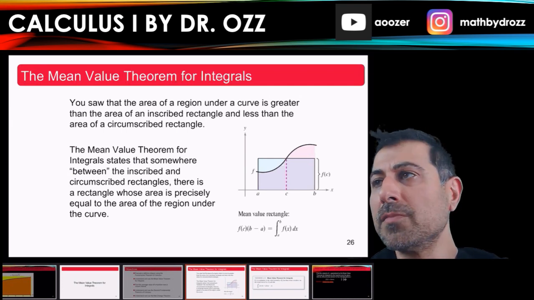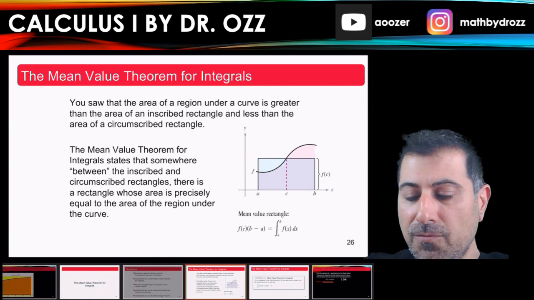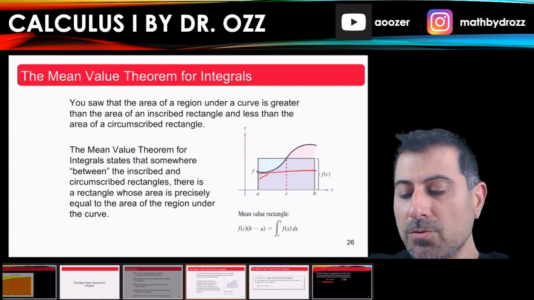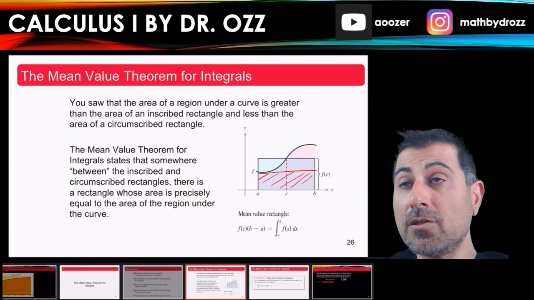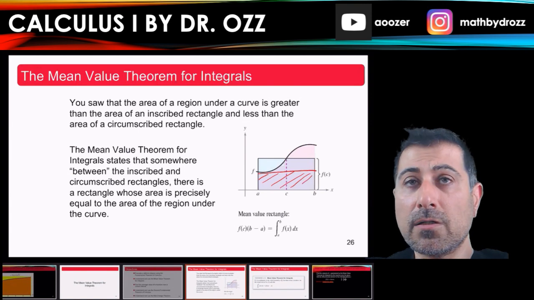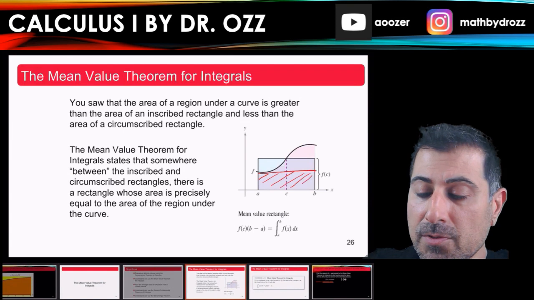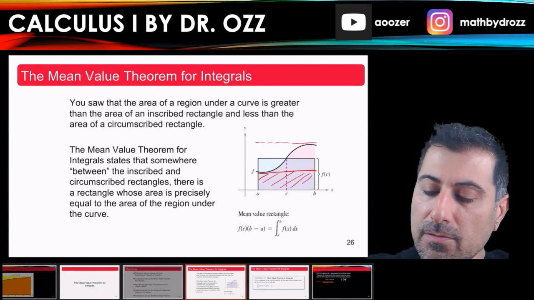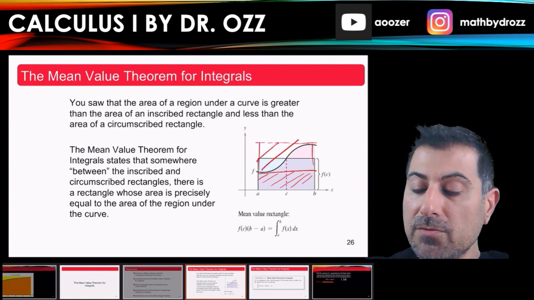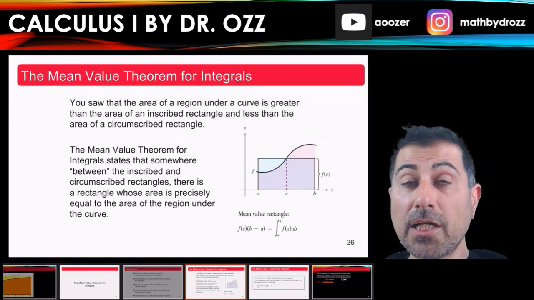So the mean value theorem states that the actual area is somewhere between the inscribed and circumscribed rectangles. In this particular case, if you have an inscribed rectangle of this sort, the shaded region has a bigger area than this inscribed rectangle over the interval [a, b]. And if you choose a circumscribed rectangle, something like this, the area of this rectangle is obviously bigger than the area of the shaded region.